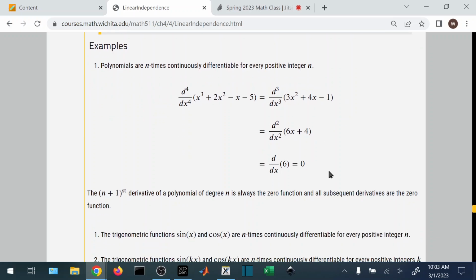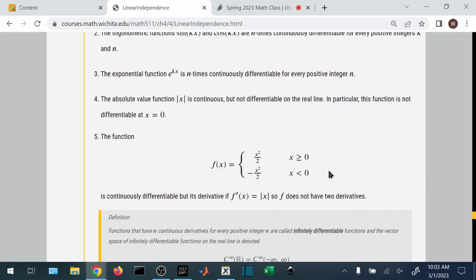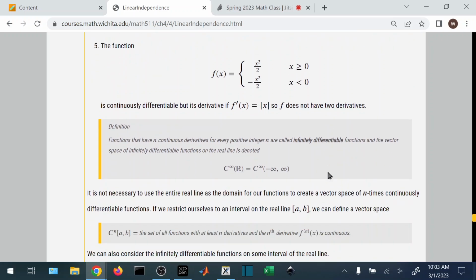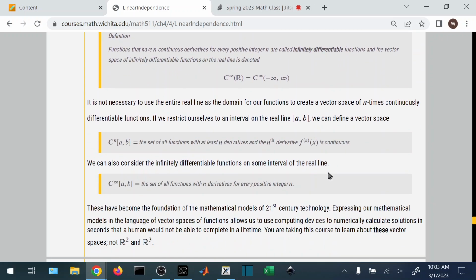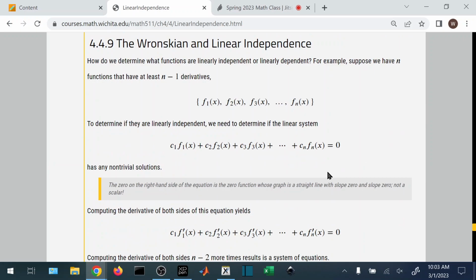Okay. But what about sine and cosine, and e to the kx, and absolute value, and e to the minus x squared, and x squared over 2? How do we determine whether these are linearly independent or linearly dependent? I think we've had 2 people who've already taken DiffyQ or are currently enrolled in it. Okay, maybe 3 or 4. Do you remember the Wronskian? So we're going to compute the Wronskian.